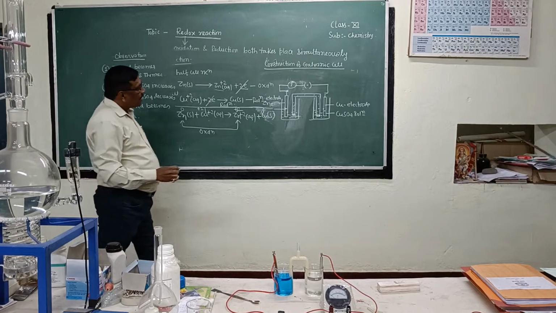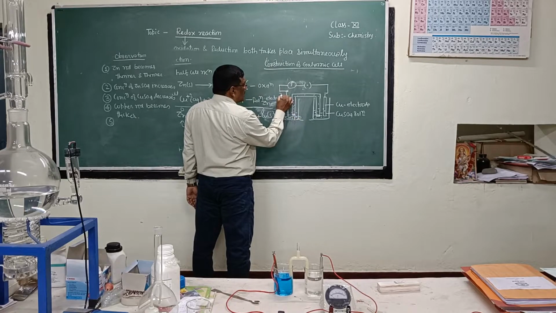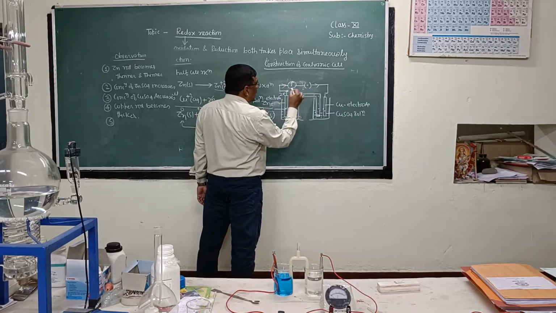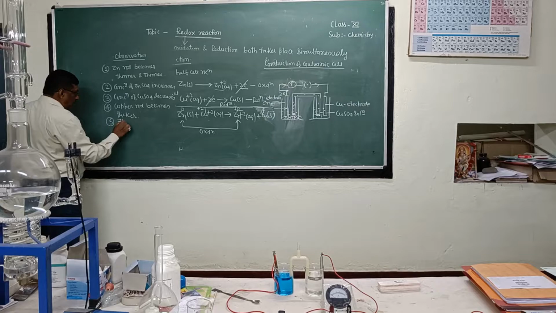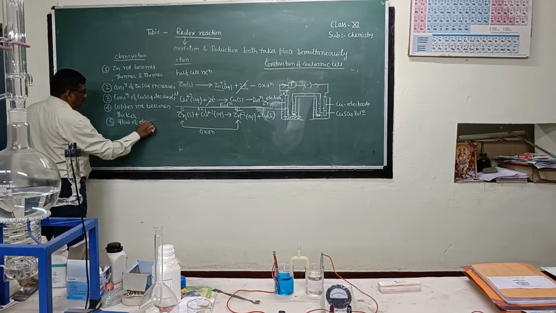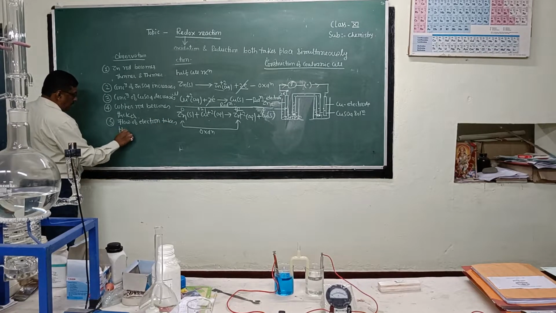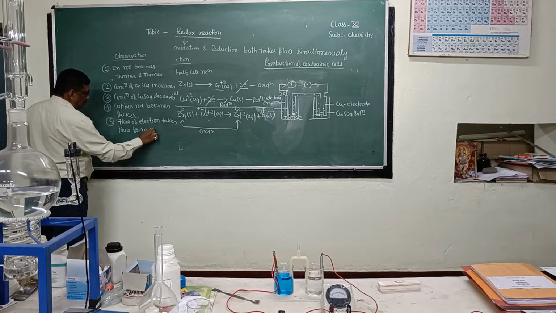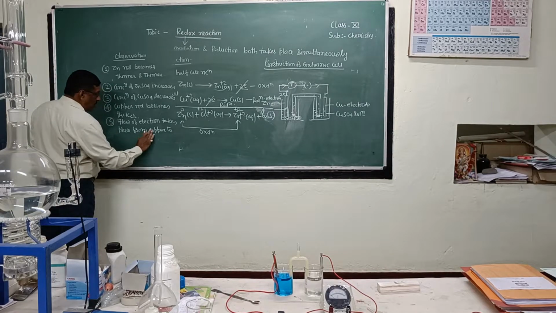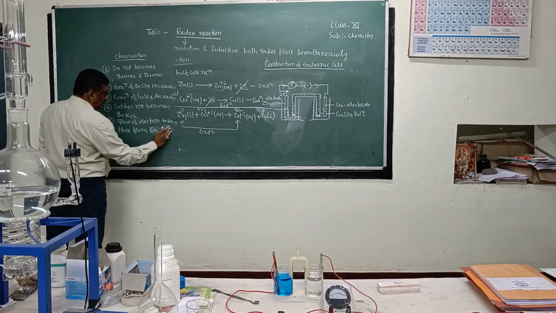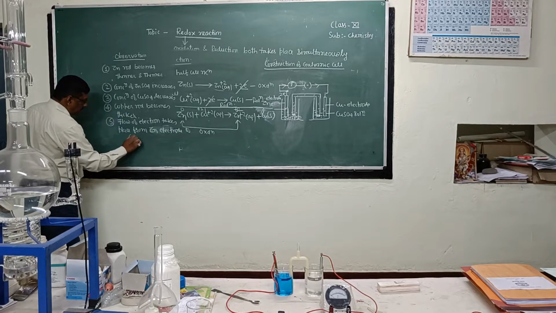Now let us see the zinc. It liberates 2 electrons. So the flow of electrons takes place from the zinc electrode to the copper electrode. The next one is the flow of electrons: from zinc electrode to copper electrode.